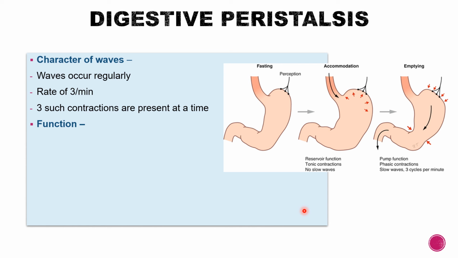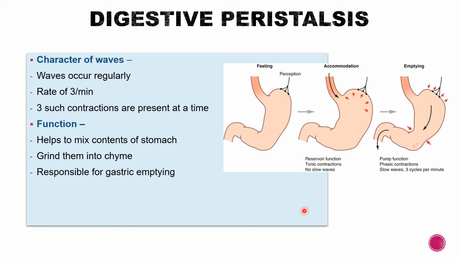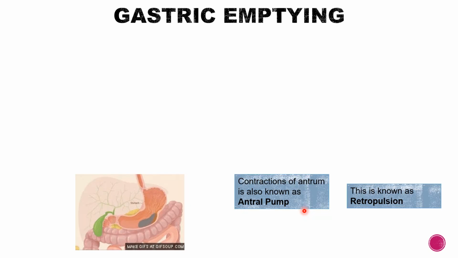And the function of these digestive peristaltic waves is that they help to mix the contents of the stomach and grind them into chyme. That is, they mix the contents, then break down the contents. These digestive peristalses and the pyloric wave are also responsible for gastric emptying. And during gastric peristalsis, the fundus basically remains silent. It starts from the body and the fundus remains silent. No movement in the fundus occurs.